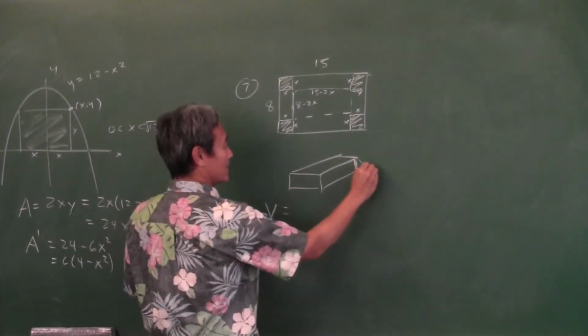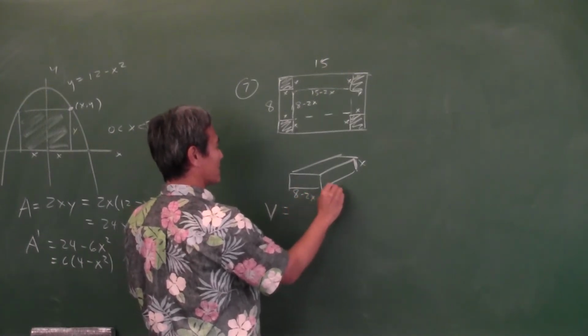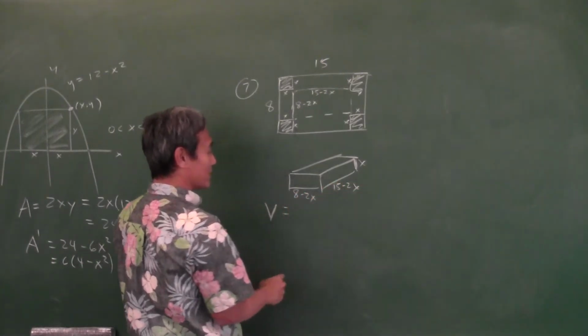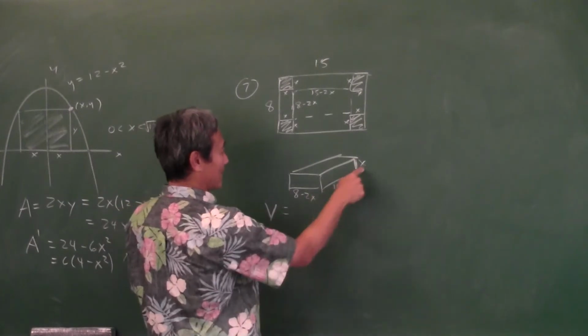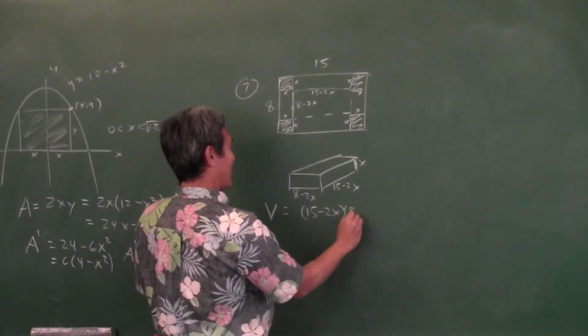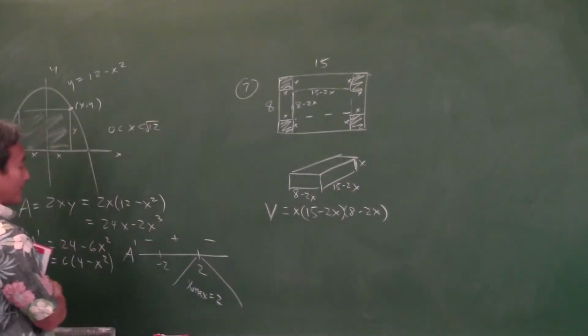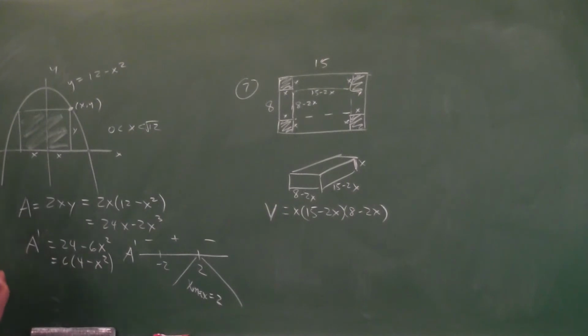X. So this is 8, no, this one is the smaller one. 8 minus 2X, 15 minus 2X. So isn't the volume of the box just length times width times height? Yes. 15 minus 2X, 8 minus 2X, times X. And then all you have to do now is take the derivative and make a number line.